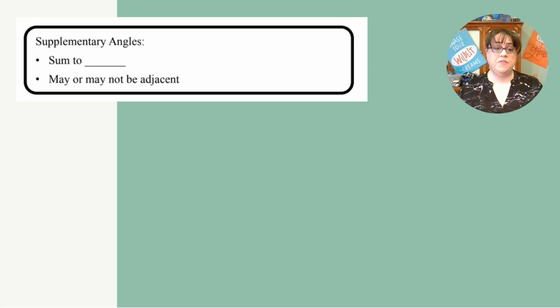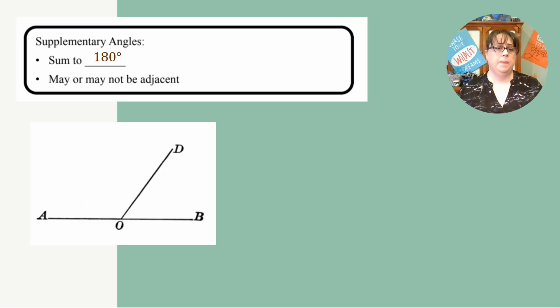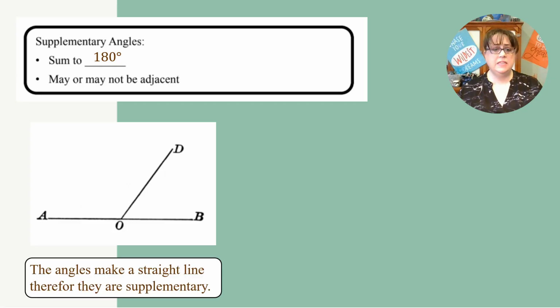We're going to start with a definition of supplementary angles. Supplementary angles sum to 180 degrees, and they may or may not be adjacent. Here's a diagram of supplementary angles. You'll notice that they're on a straight line, and therefore that's what makes them supplementary. So if you have angles that make a straight line, you'll know that they are supplementary.